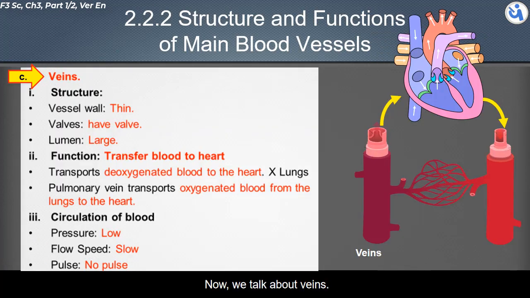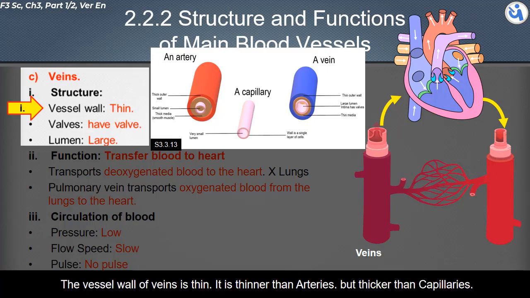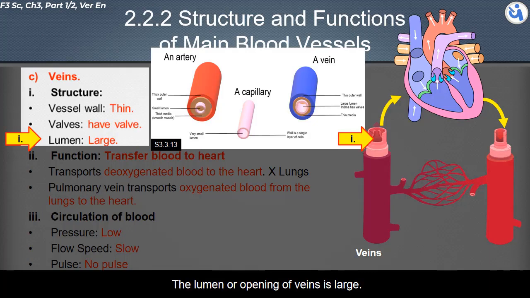Now, we talk about veins. About the structure of veins. The vessel wall of veins is thin. It is thinner than arteries, but thicker than capillaries. In veins, there are valves to ensure blood flows in one direction. The lumen, or opening of veins, is large.